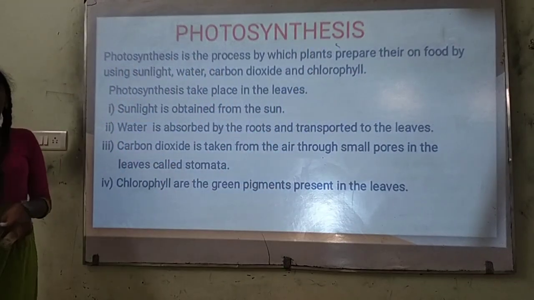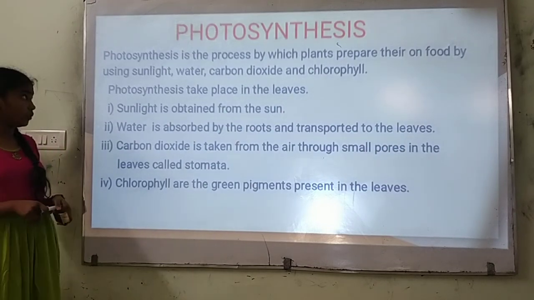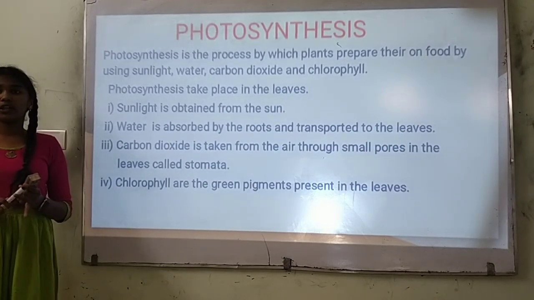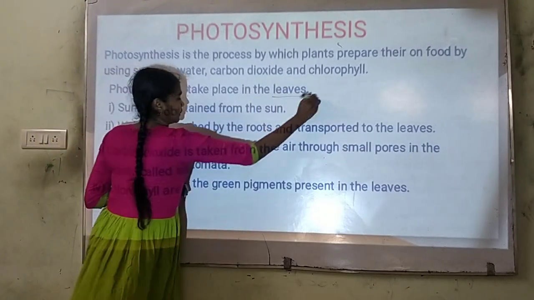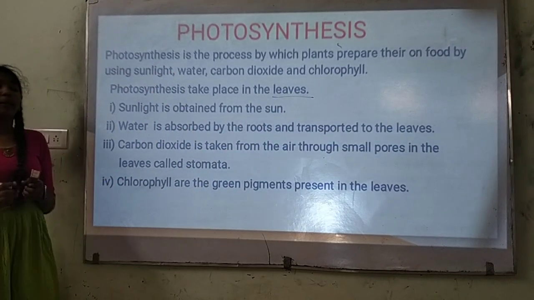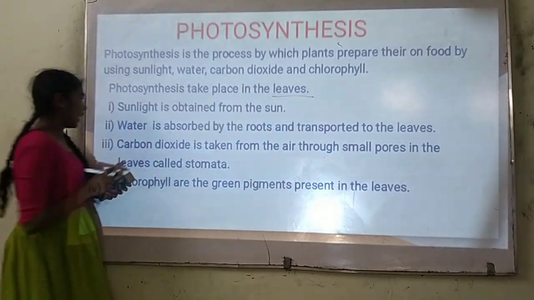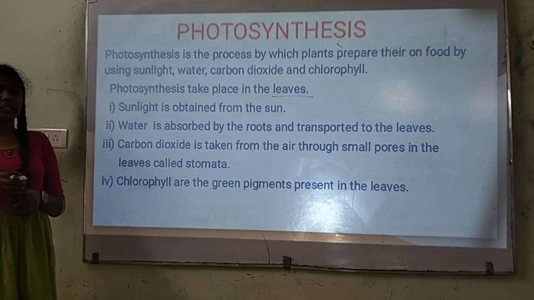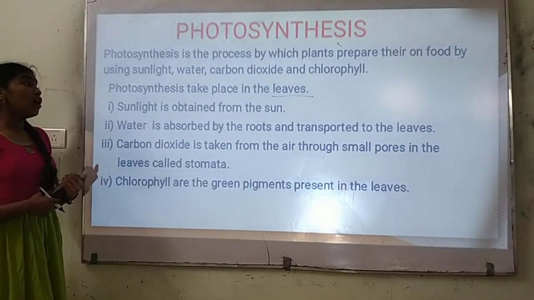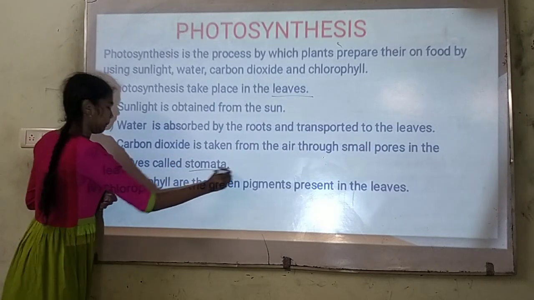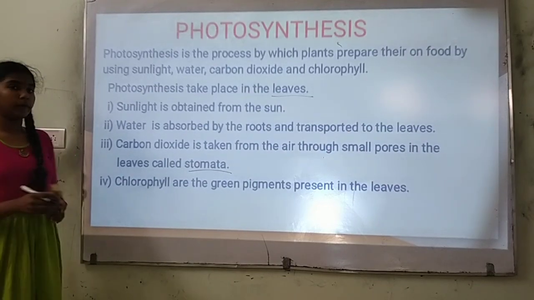What is photosynthesis? As I already said, photosynthesis is the process by which the plants prepare their own food by using sunlight, water, carbon dioxide and chlorophyll. Photosynthesis takes place in leaves. Sunlight is obtained from the leaves and water is absorbed by the roots and transported to the leaves. Carbon dioxide is taken from the air through small pores in the leaves called stomata, and chlorophyll is the green pigment present in the green leaves.